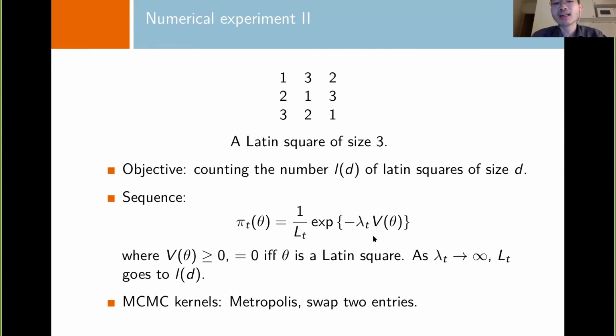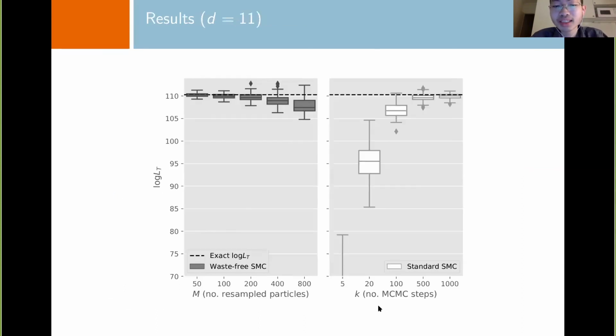Okay, and with respect to the MCMC kernels, we still use the classical Metropolis kernel, but adapted to this case. So the kernel is very simple. It's a proposal which consists of swapping two entries in a row. So again, we compare the performance between waste-free SMC and standard SMC, and we still calibrate M and K so that all algorithms have approximately the same running time.